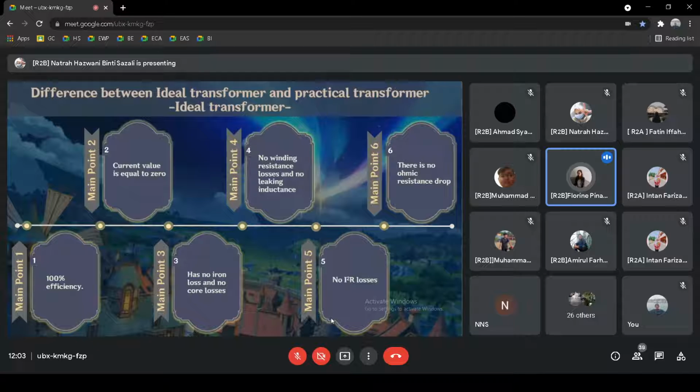As additional information about ideal transformer, the primary and secondary windings share the same core and have the same amount of magnetic flux. Last but not least, since there's no transformer loss, power in is equal to power out. That's all. Thank you.